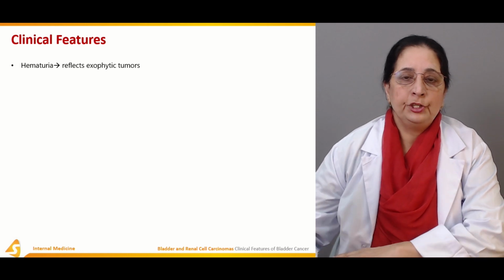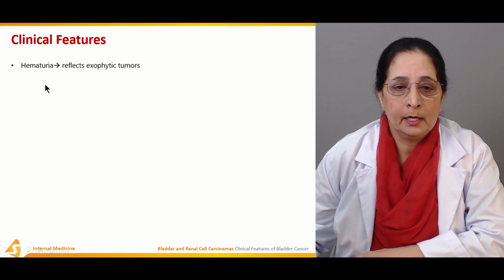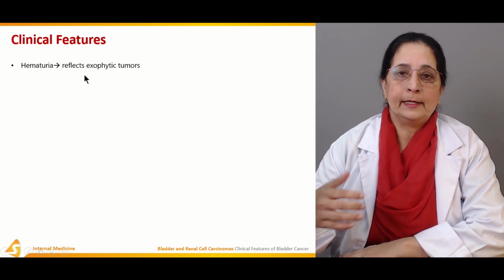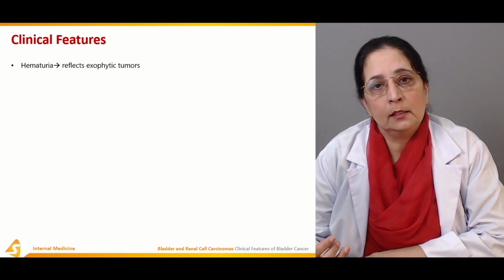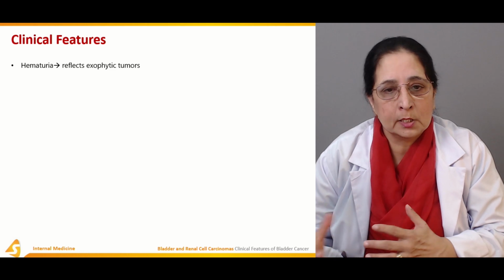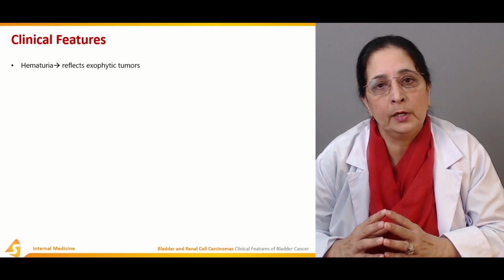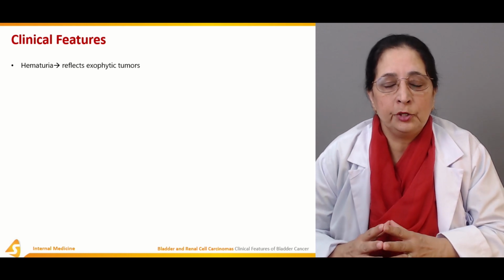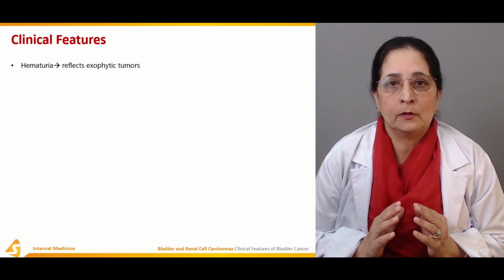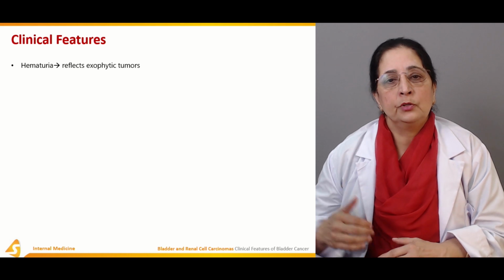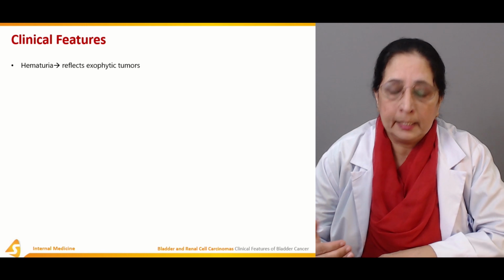So clinical features are hematuria, which is blood in the urine, which usually reflects the exophytic type of tumors. Exophytic are the tumors which grow outwards. So exophytic tumors are very commonly associated with hematuria. Whenever you see blood in the urine, never take it lightly. Make sure you go for further diagnosis. What is the cause of the blood in the urine?